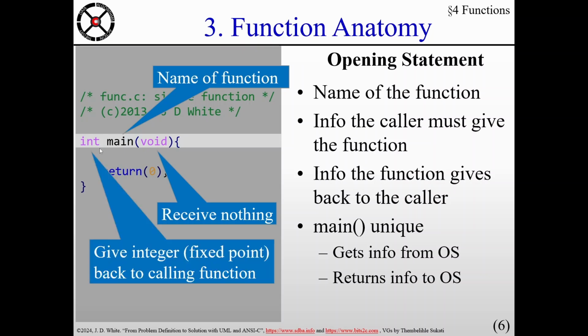And finally, at the very beginning, what information is this function giving back to whoever called it? So main is called by the operating system. So main is going to give an integer back to the operating system. In this case, I'm saying main, you're going to give an integer back to the operating system. Okay? So this first line is the opening statement.